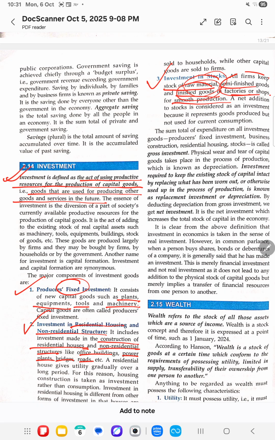Investment required to keep the existing stock of capital intact by replacing what has been worn out or otherwise used up in the process of production is known as replacement investment or depreciation. Okay, so the investment that you're doing to keep the existing stock of capital intact by replacing what has been worn out, what has been wasted, you're replacing that and making a new investment so that the stock remains there. That is called replacement investment or depreciation. Okay, and by deducting depreciation from gross investment, we get net investment. So net investment is gross minus depreciation.